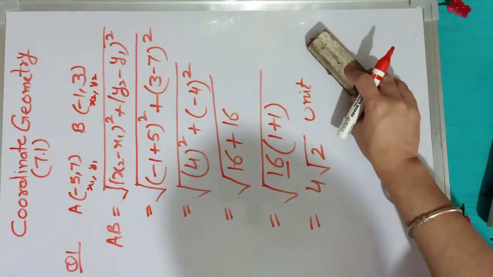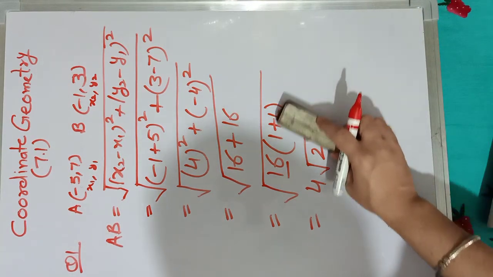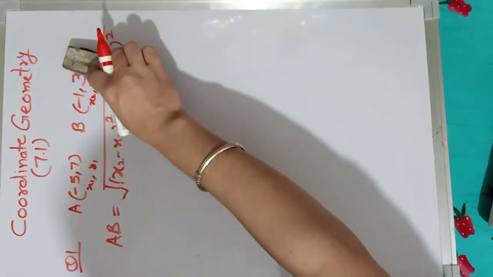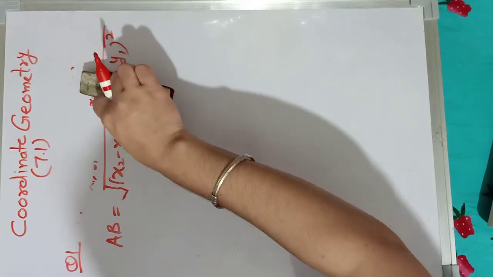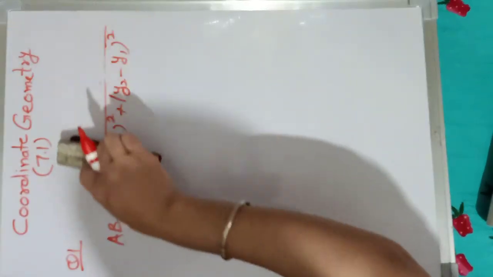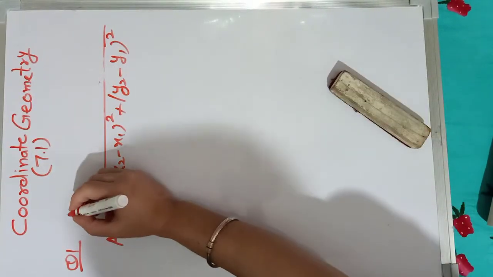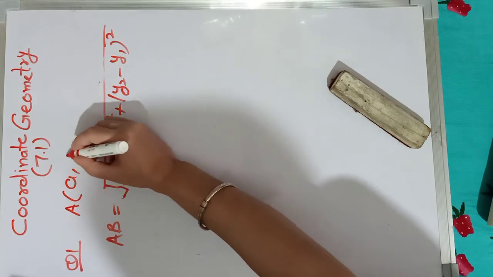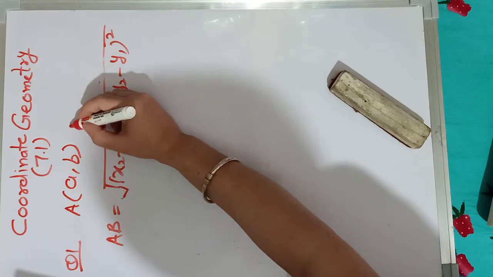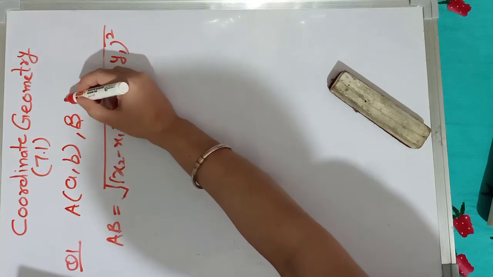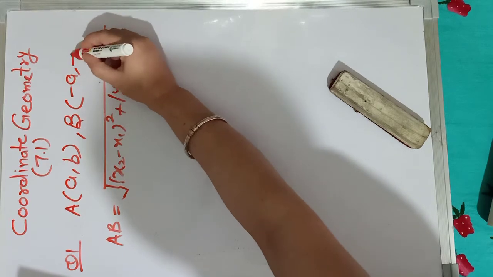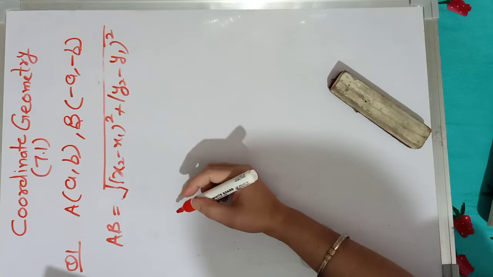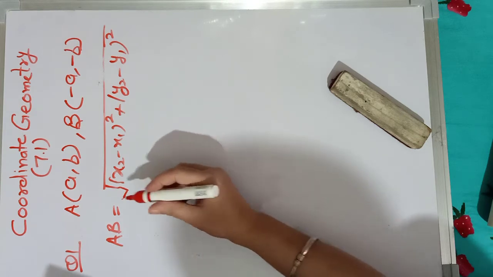Then come to your next part. Now shift your points, what is given here. Now the coordinates are given as A is (a, b), and B point has the coordinates (-a, -b). Yes, then how can you find the distance?